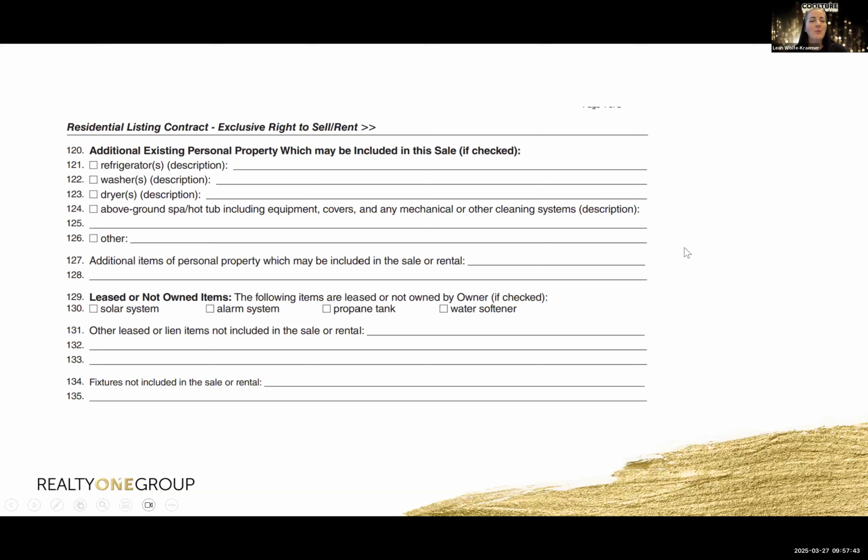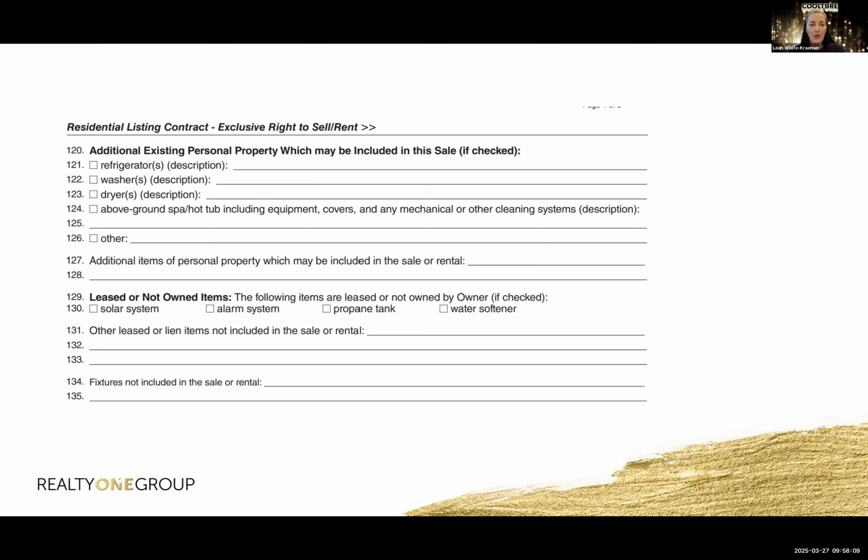Additional existing personal property, which may be included in the sale if checked. So the maybe obviously is that that's going to be referenced on the purchase contract, that it's something that the buyer wants and asks for. So try to give some sort of description. Yes, I understand serial numbers are best. Maybe it's feasible, maybe it's not. But, stainless steel side-by-side refrigerator, Whirlpool, in kitchen. Just some sort of description for all of those items.